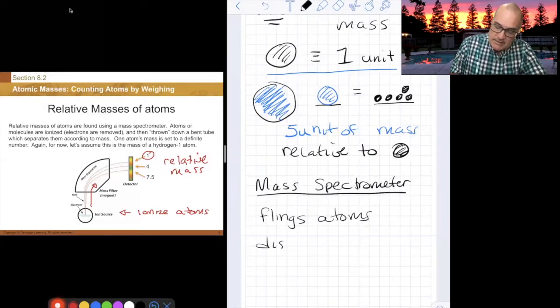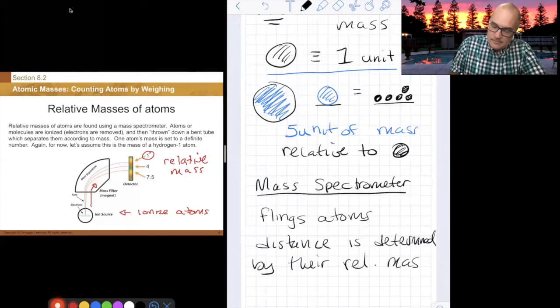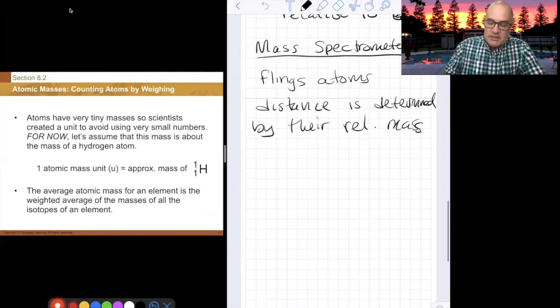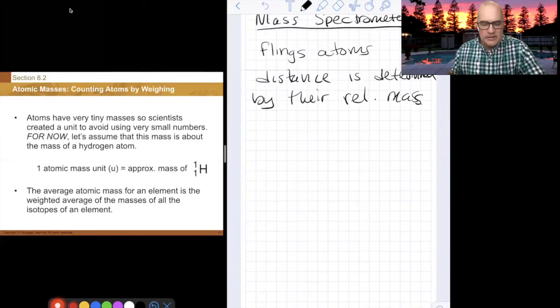And their distance is determined by their relative mass, right? So the question is, what are we going to define as the base unit?